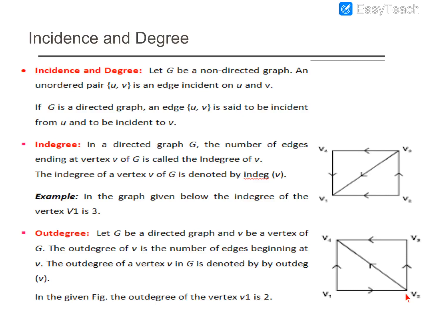Similarly, for vertex V2, the in degree of vertex V2 is 1 and its out degree is 2. Therefore, its total degree is in degree 1 plus out degree 2, therefore 1 plus 2 is equal to 3.